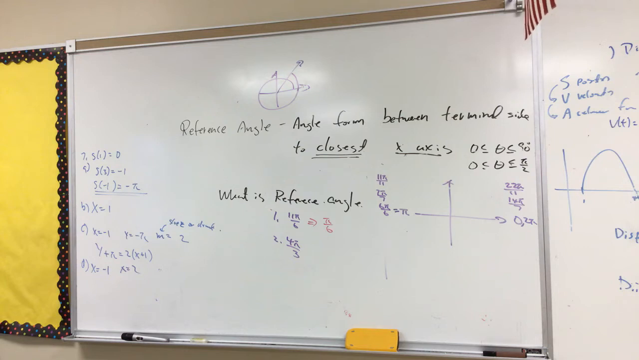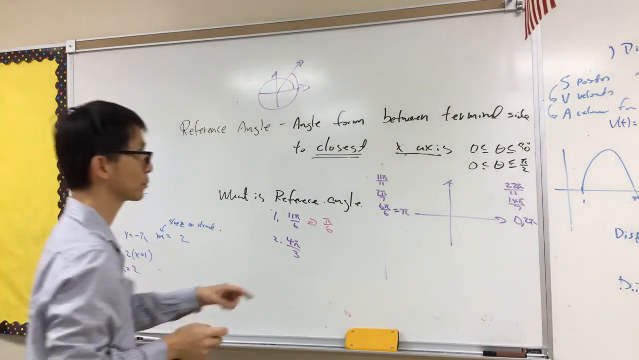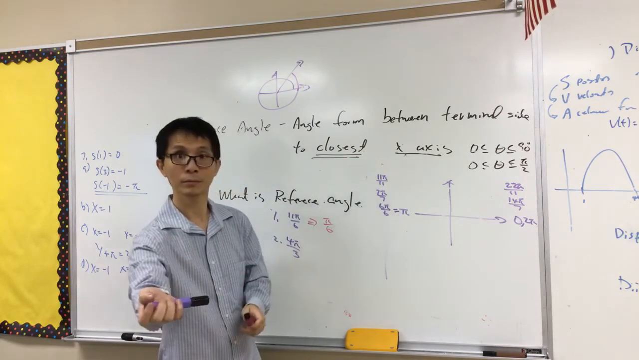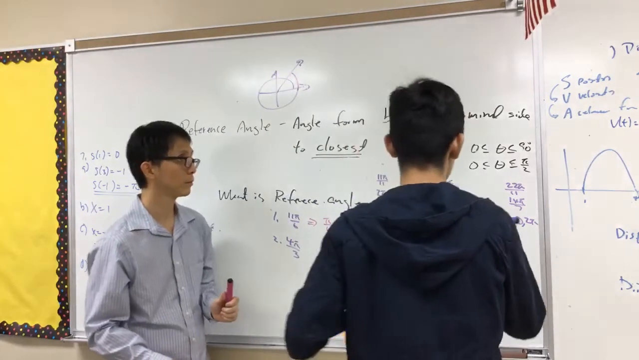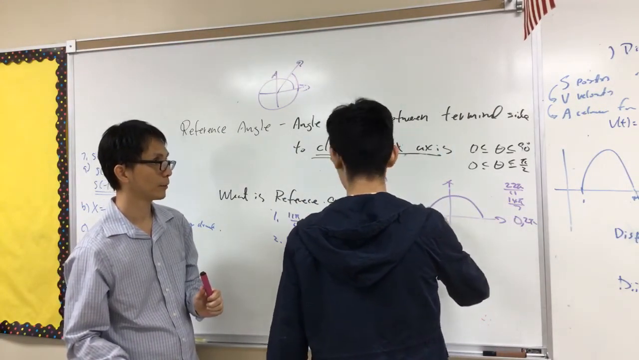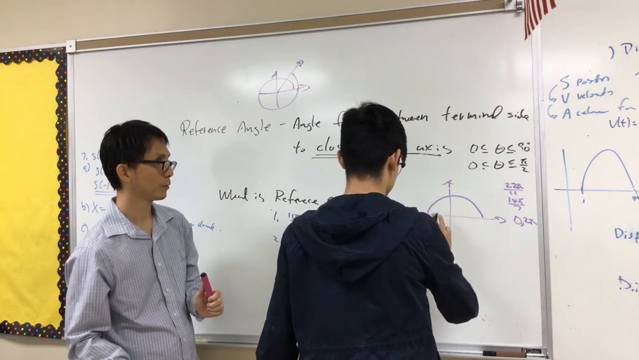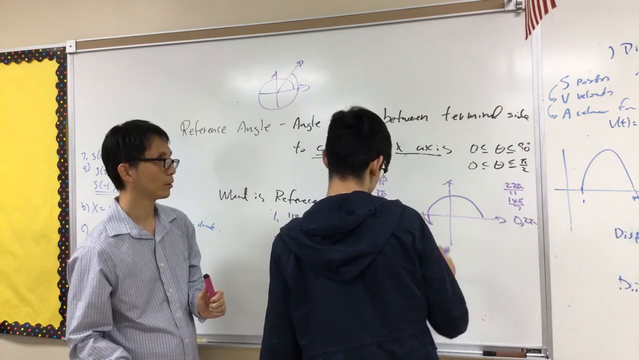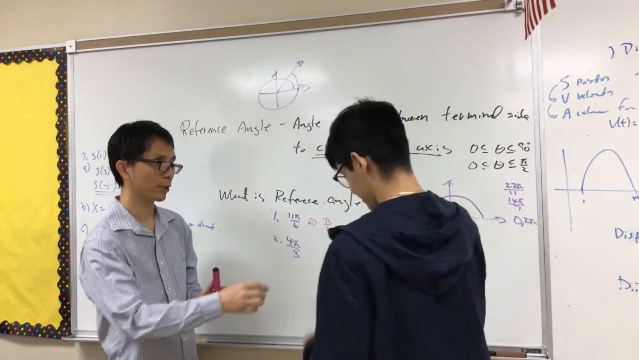Go to the board. Alright, so this is pi. This is 3 pi over 3, right? And then this should be 4 pi. Oh yeah, this is 4 pi over 3. So if you take this out, it's back to that. So that's going to be pi over 3, right?